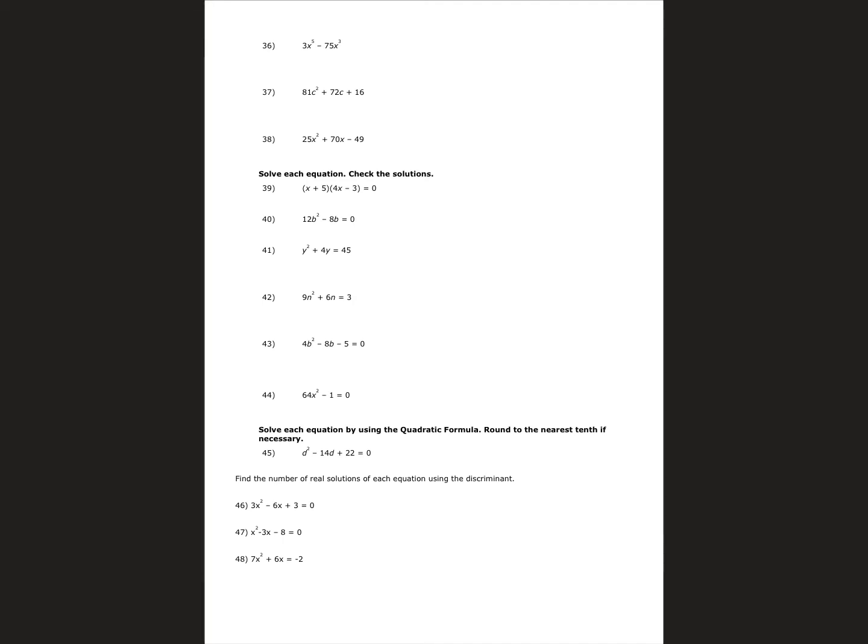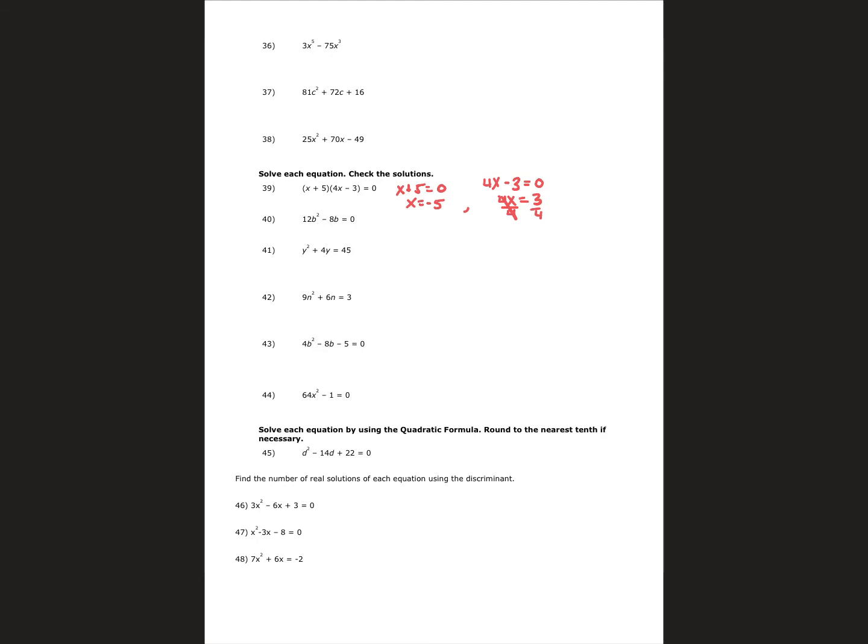For number 39, when we're solving, we set each equal to 0. So you would do x plus 5 equals 0 and solve that. Subtract 5 from both sides, you get x is negative 5. And then also do 4x minus 3 equals 0. So you would add 3 to both sides, or move the negative 3 over, so it's positive 3. And then last, divide by 4, and so x is 3/4. So x is negative 5 and x is 3/4.